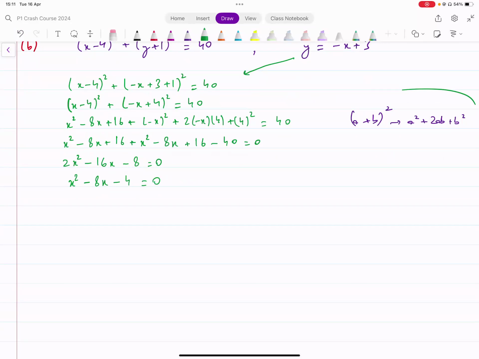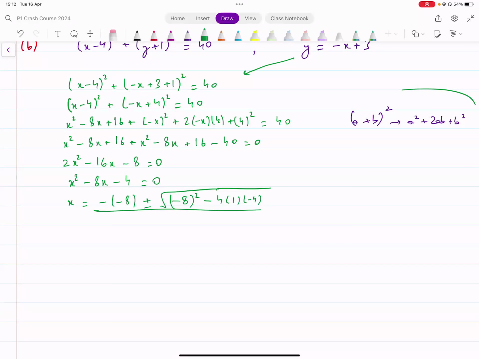And now you need to solve this quadratic equation. How do we solve this quadratic equation? Can we factorize this? Well, we can't. We have to use the quadratic formula. X equals minus b, so that's minus into minus 8, plus minus square root of minus 8 whole squared minus 4 into 1 into minus 4, whole divided by 2 times a.